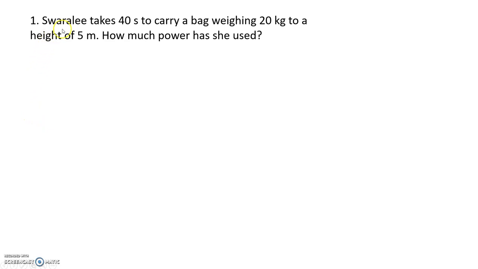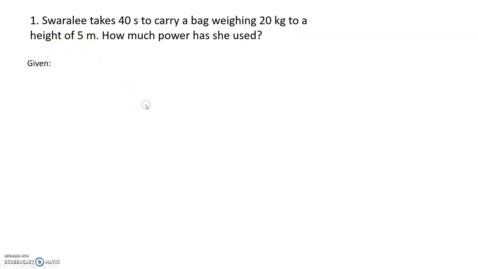Let's do the first sum. Swaralee takes 40 seconds to carry a bag weighing 20 kg to a height of 5 meters. How much power has she used? So 40 seconds means time is 40 seconds. 20 kg bag means mass is 20 kg. Height of 5 meters means height is 5 meters.